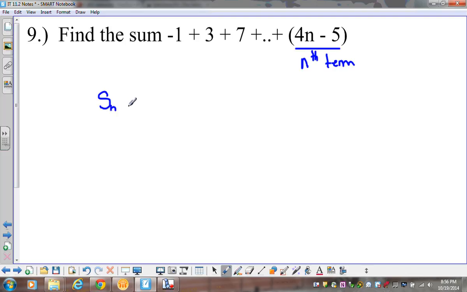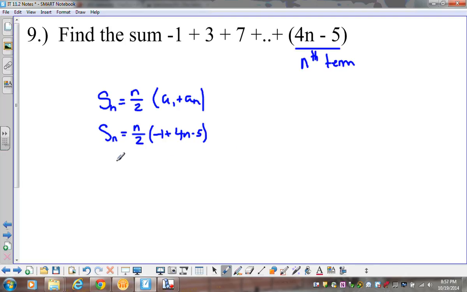They don't tell me what my n value is, they just want me to use n as my n value. So the sum of the first n terms is going to equal n over 2, times my first term plus my last term. Because they don't give me a specific term, this 4n minus 5 represents my nth term, so my answer is going to have an n in it. So n over 2 times, my first term I do know is negative 1, plus my last term they tell me is 4n minus 5.